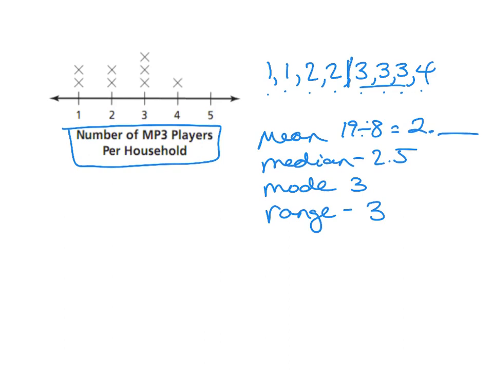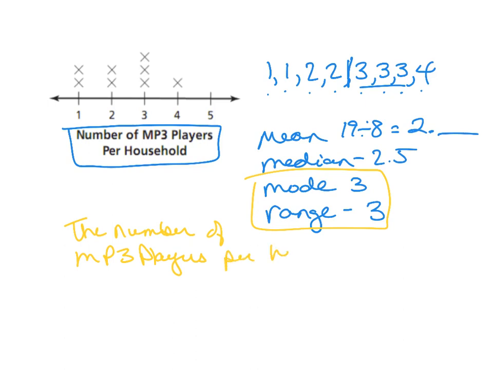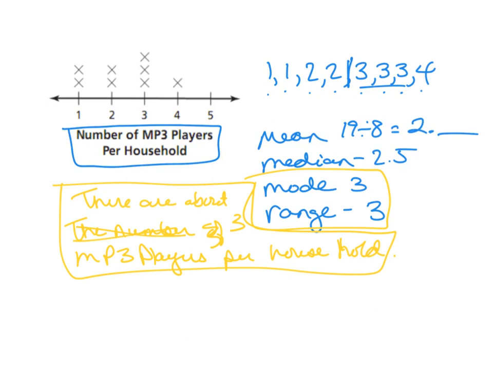So the one that occurs most often is this, and so I would say the number of MP3 players per household. We could do this. There are about 3 MP3 players per household. There, kind of a sloppy way of doing that, but this then is basically our interpretation.